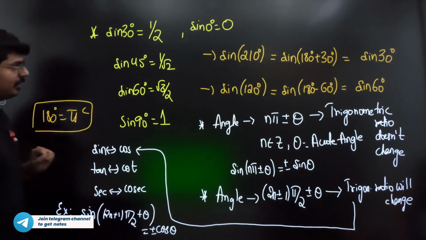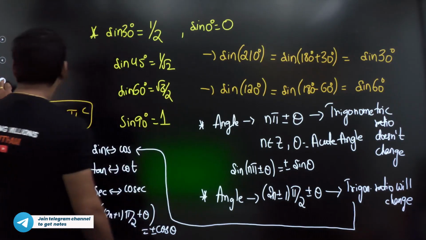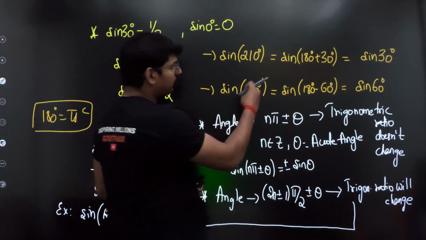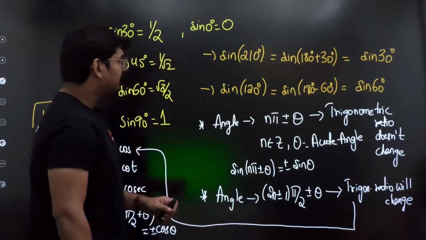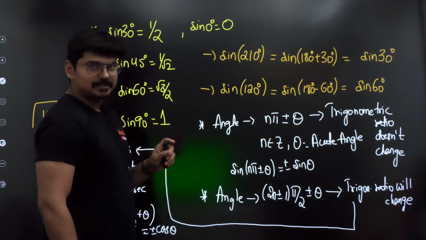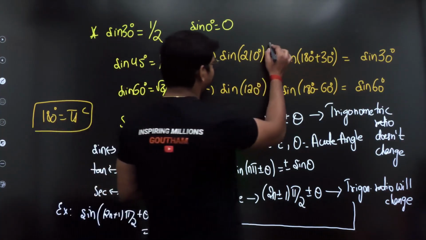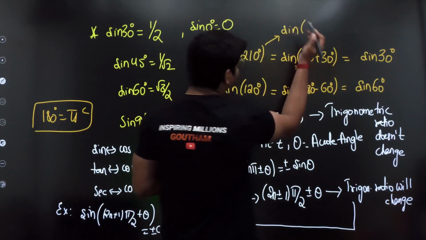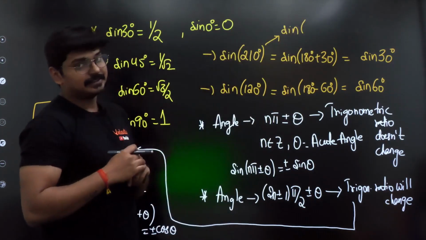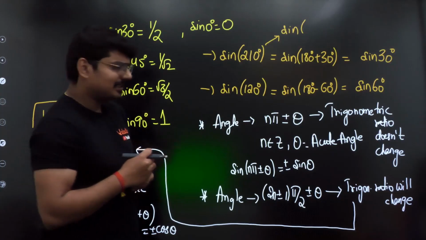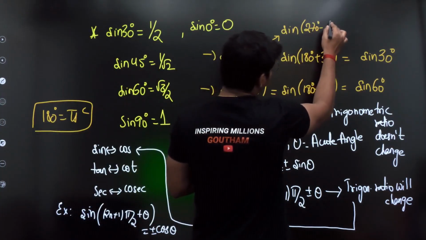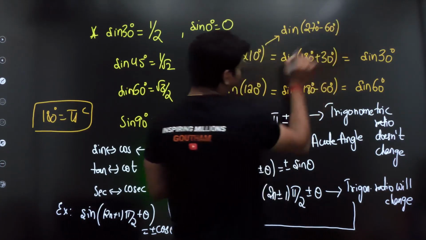Okay, so similarly, if you observe here guys, this can also be written in this way. If you see sine 210 degrees, I can also write the same in this way, sine of 270 degrees minus 60. Can I write it in that way? Yes sir, definitely we can do that. So sine 210 can be written as 270 minus 60.